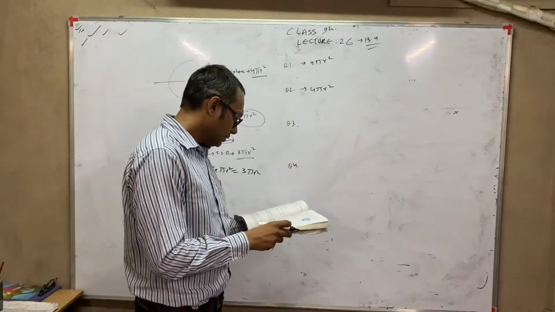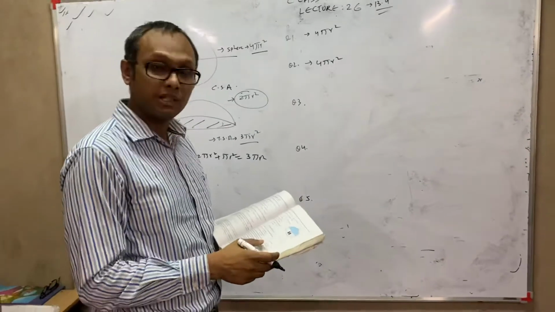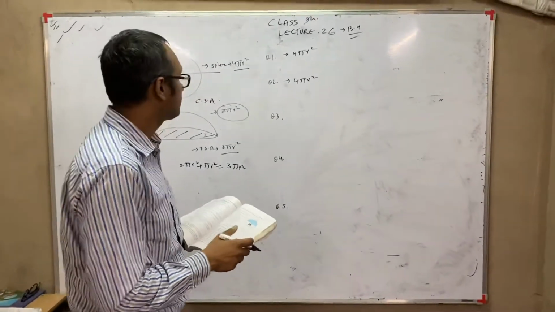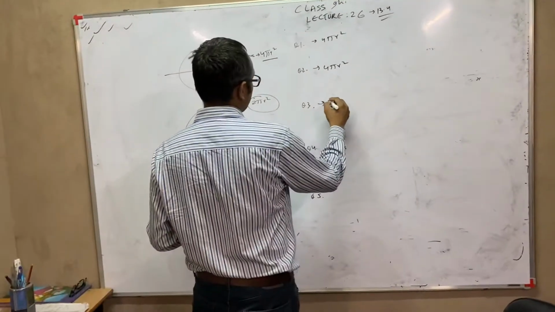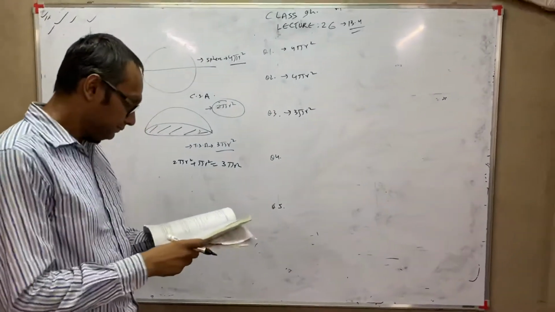Question number 4. Find the total surface area of a hemisphere of radius 10 centimeter. And here the pi value which he has written, only use that. And total surface area, as you know, is 3 pi r square.